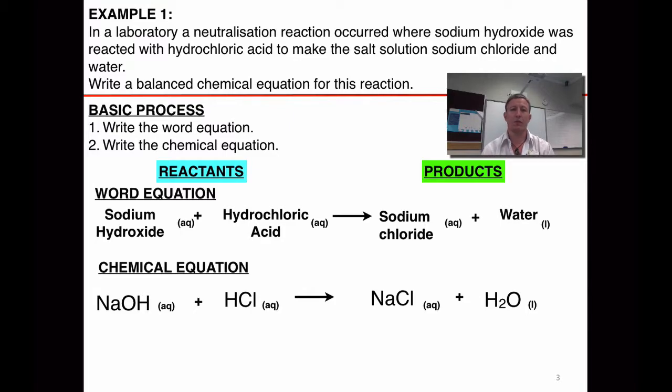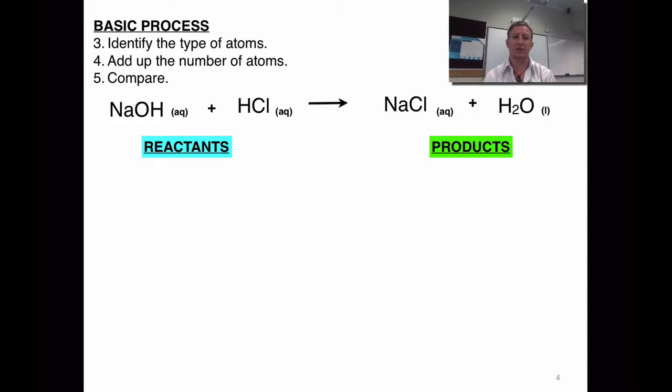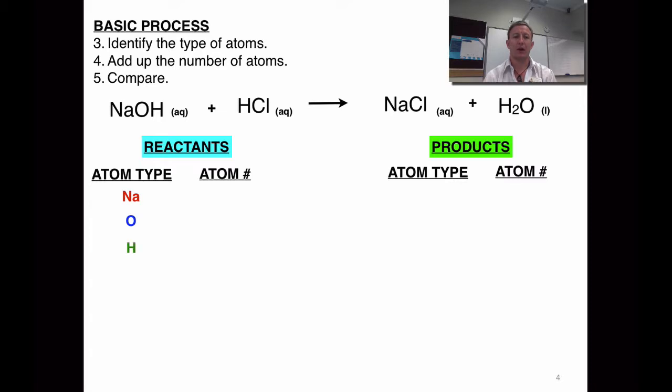Okay, so now we've got our chemical formula. So this is where we now start needing to do the final bit where we identify the atoms. You can see here I've filled in two columns on both sides. One is the atom type and one is the atom number. So let's look through the reactants and see what atoms we've got. Well, we've got sodium, Na. We've got an oxygen, we've got hydrogens, and we've got chlorines.